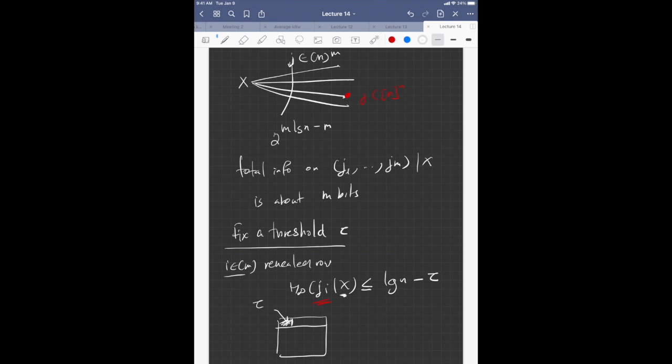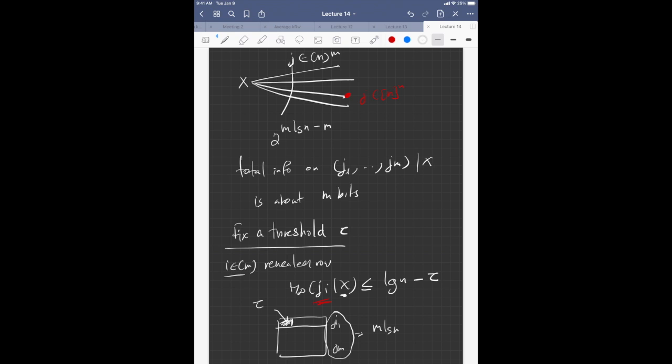But because x had min degree 2^(m log n - m), we know that given an x, the uncertainty about these values j_1 to j_m, these coordinates together, had m log n bits of information. And because we still have 2^(m log n - m) of these things, we have revealed at most m bits of information on these coordinates, right?